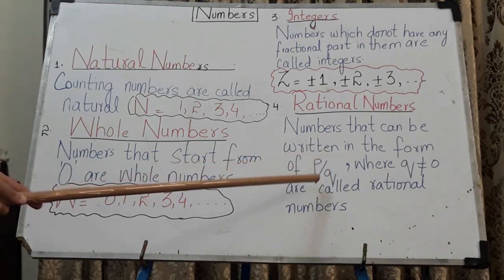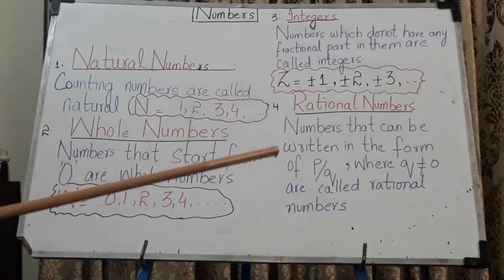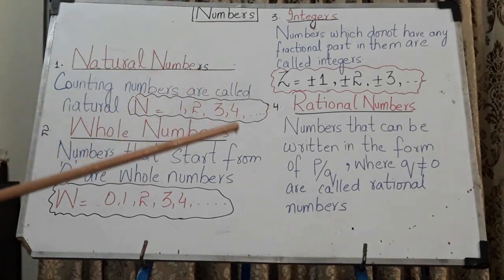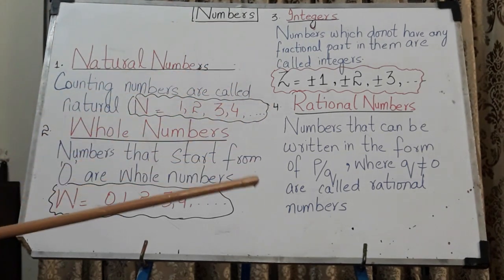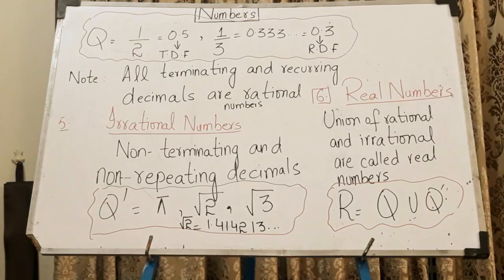So p by q is the number which is called a rational number. The basic thing you need to understand is that the number can be written in the form of p by q. Here is an example of a rational number. As I told you, rational numbers are the numbers which can be written in the form of p by q. Here p is 1 and q is 2. This is the fraction I have written. But why have I converted it into the decimal one?